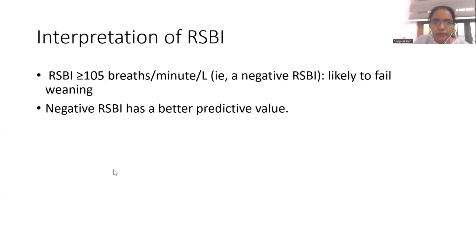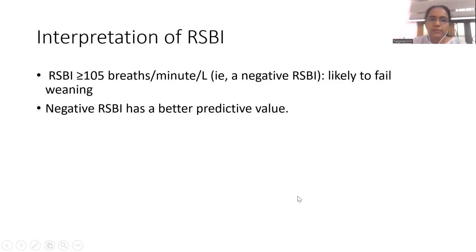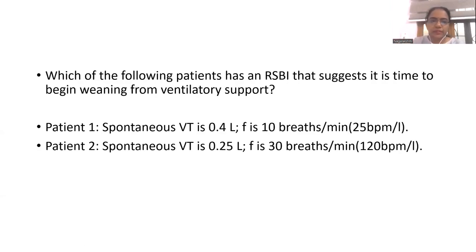I have two clinical criteria. Which of the patients has an RSBI? If we see in the previous slide, an RSBI of more than 105 breaths per minute per liter is a negative RSBI and is likely to fail weaning. Here the first patient has a spontaneous tidal volume of 0.4 liters and a respiratory rate of 10 breaths per minute, so it comes to 25 breaths per minute per liter.